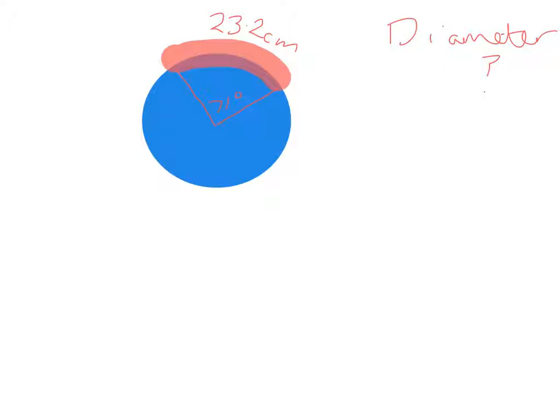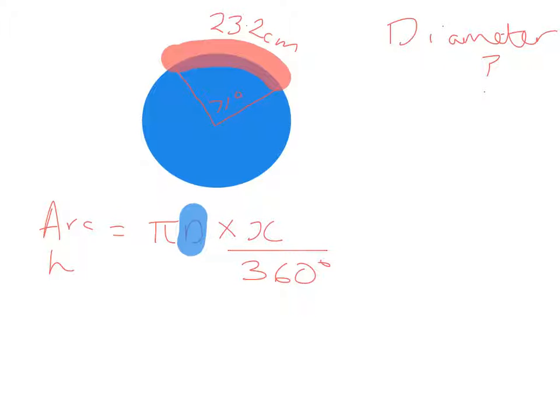If you're ever unsure of what to do with a question and it's regarding the arc length, what you should do is just write down your arc length formula and see where it takes you. So I'm going to write down my arc length formula. So the arc length, arc L, equals pi d times x over 360 degrees. So, I want to find out what the diameter is.